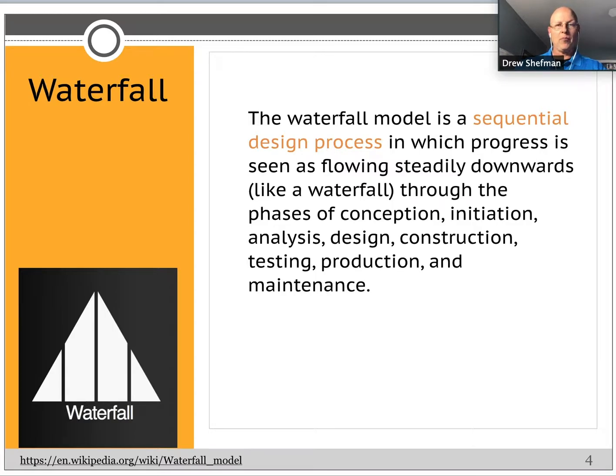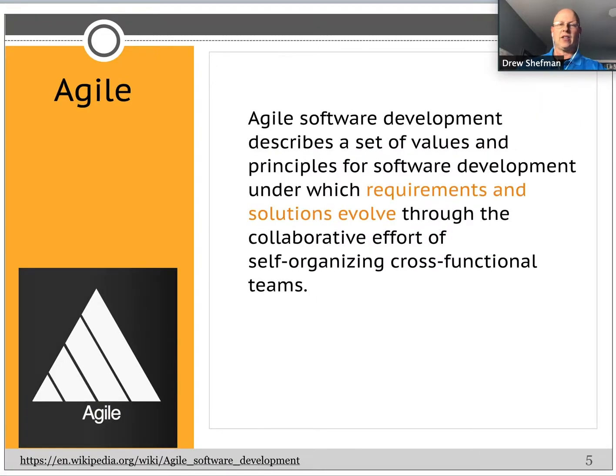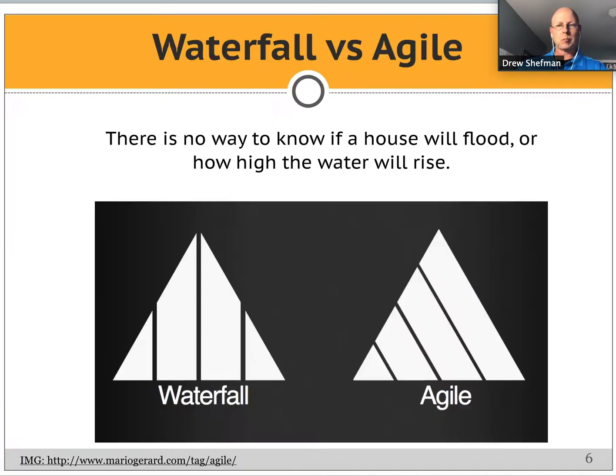Talking about waterfall. The waterfall model is a sequential design process in which progress is seen as flowing steadily downwards, like a waterfall, through the phases of conception, initiation, analysis, design, construction, testing, production, and maintenance. Agile, on the other hand, describes a set of values and principles for software development under which requirements and solutions evolve through collaborative effort of self-organized cross-functional teams.